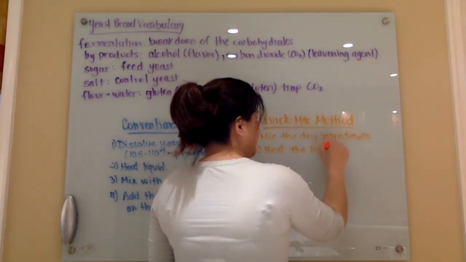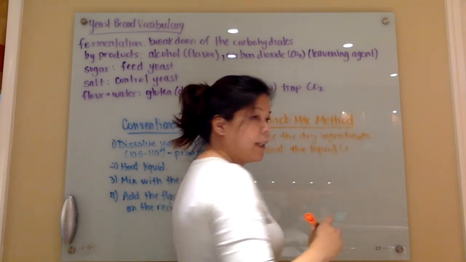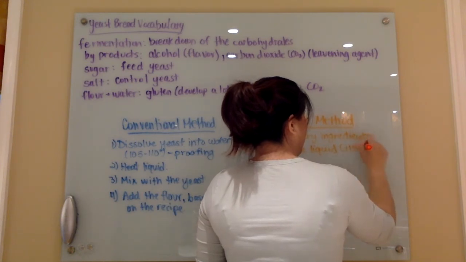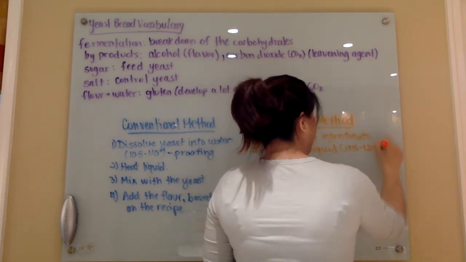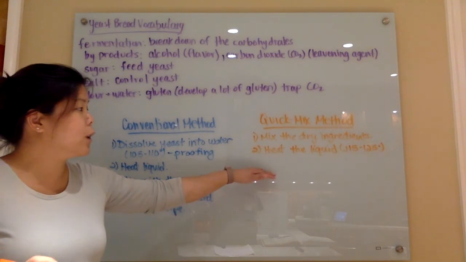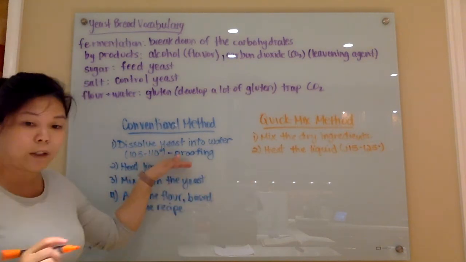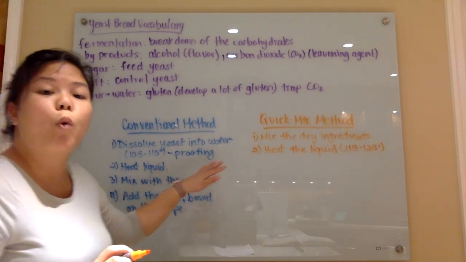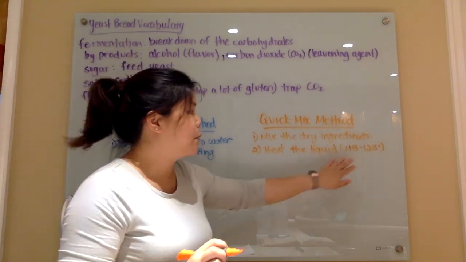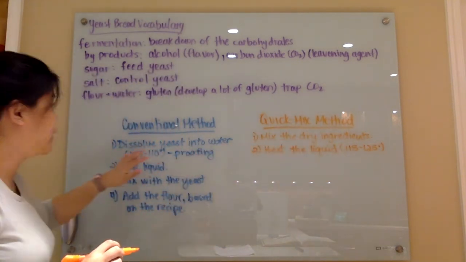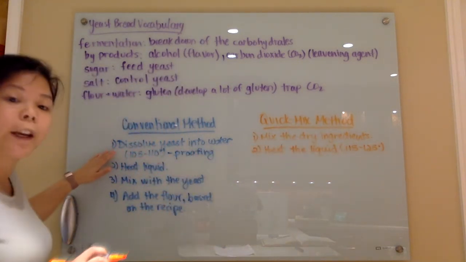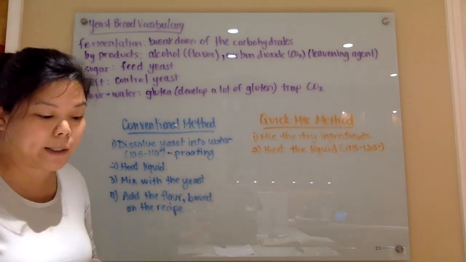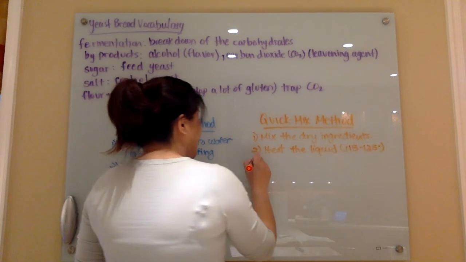and this time with my heating, I can heat it somewhere between 115 and 125 degrees. You'll notice that in the quick mix method, it is higher than in the conventional method. I'm going to come back to that, and I'll have you think about why you think in the quick mix method my temperature is higher than in the conventional method. So as I'm going over this, you can continue to think about it, and we'll talk a little more about specifically why.